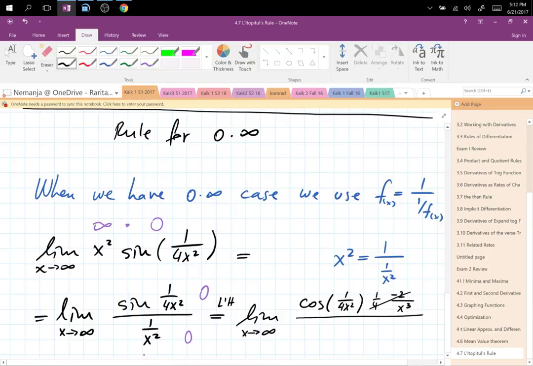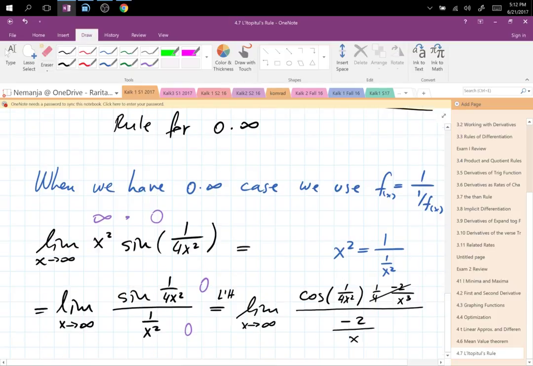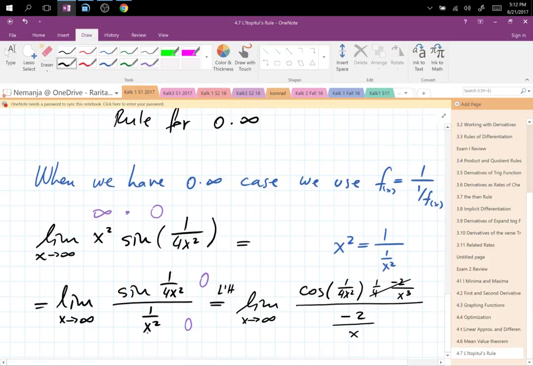X to the minus 2 is going to be negative 2 divided by, no coffee, x cubed, right? You happy with that? Why did they cancel again? 4 and 2 cancel. And then it's the 2 left.